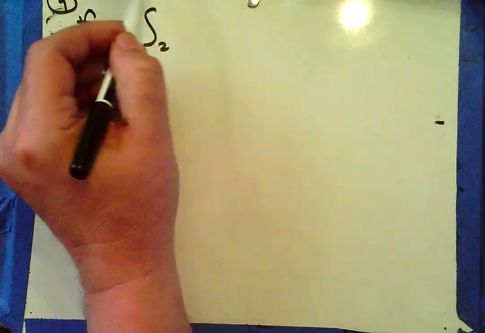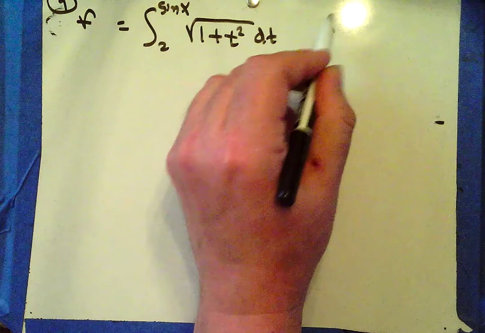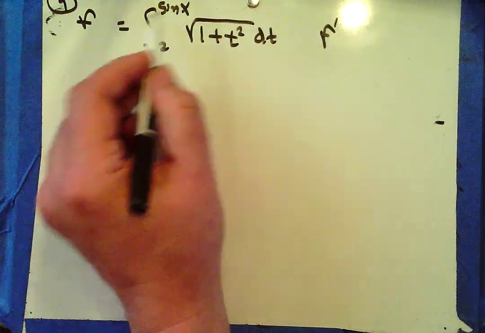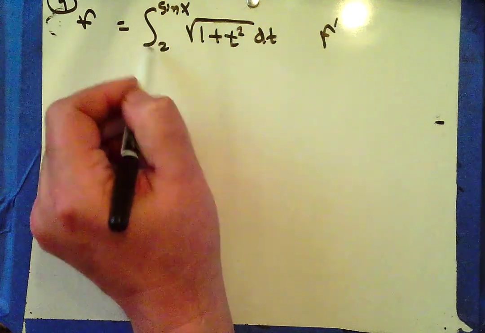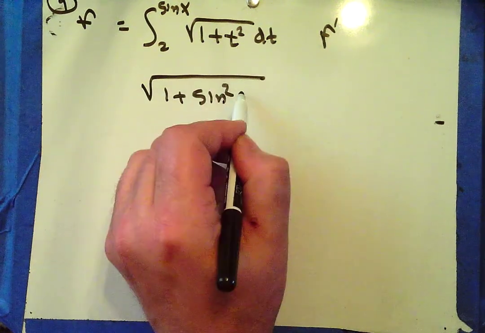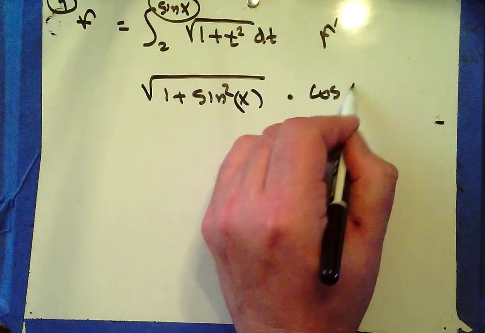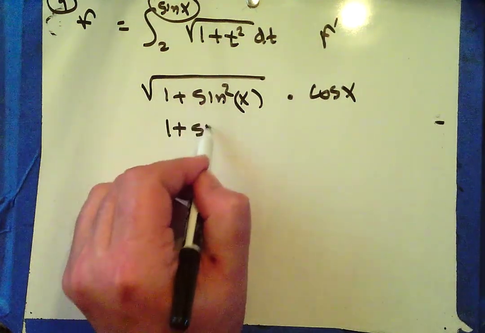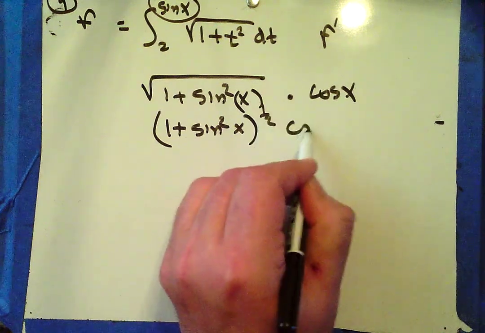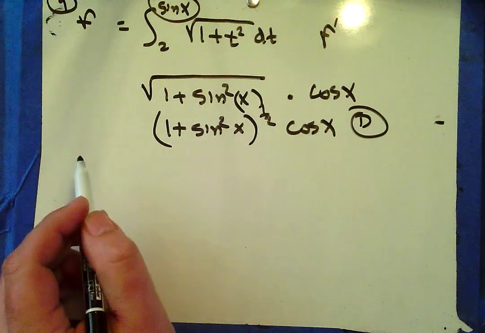Okay, problem number 9. We've got f is given as the integral from 2 to sine x of the square root of 1 plus t squared dt, and they want f prime. Oh, so this is FTC part 1. Take the derivative of this integral. We have our constant down here like we want. So this is just going to jump in there. Square root of 1 plus sine squared x times the derivative of that inside function, cosine x. So this is 1 plus sine squared x to the 1/2 times cosine x. That looks like choice D. Choice D for number 9.